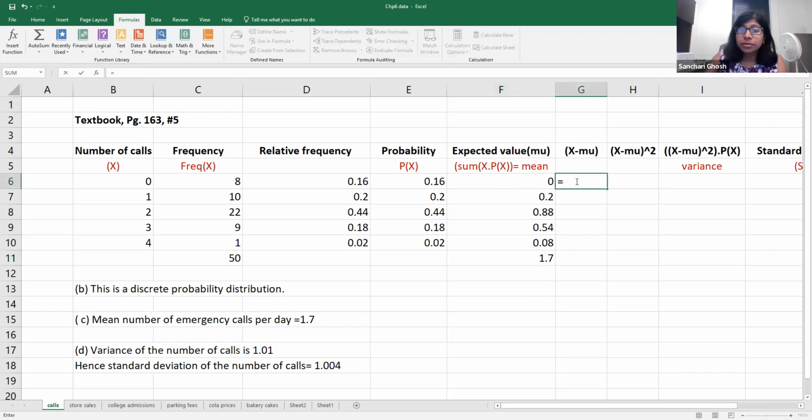Now, one by one, everything follows: 0 minus mu, excuse me, mu is this, and we can also control these.